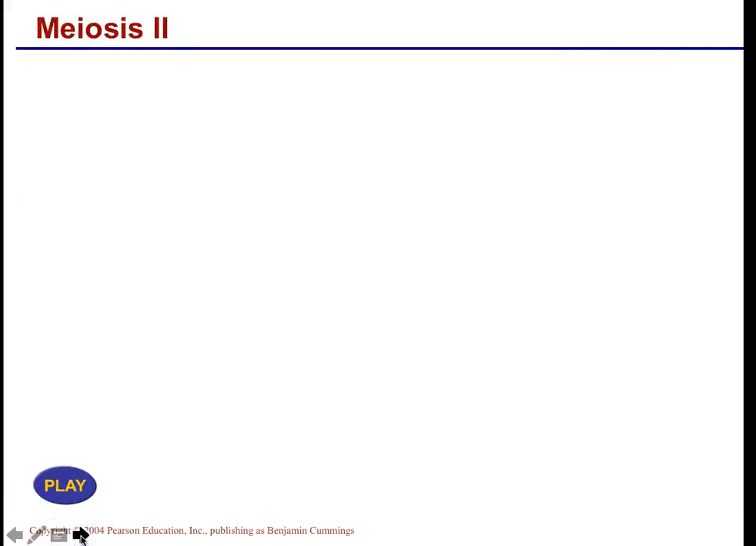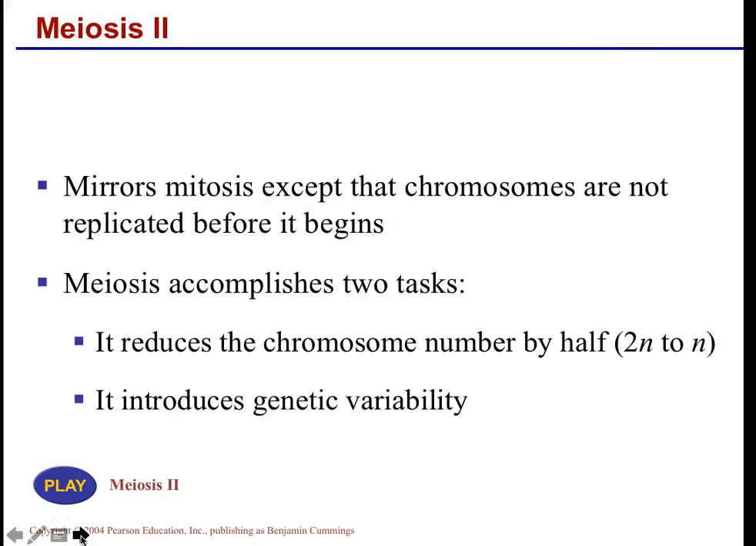That's what I want you to remember. Now, in meiosis 2, again, it's going to be very similar to mitosis. Once you've made those two gametes, they are slowly but surely going to become haploid. They're going to become haploid here.